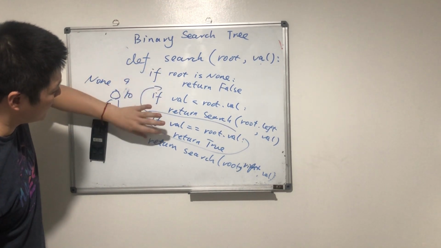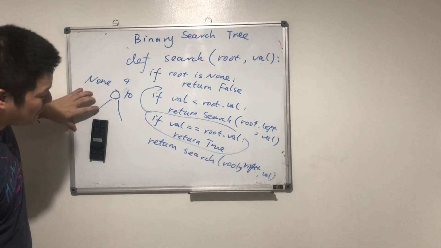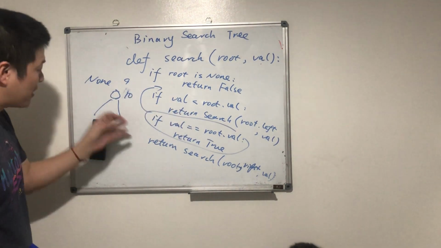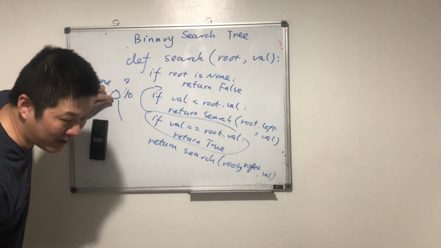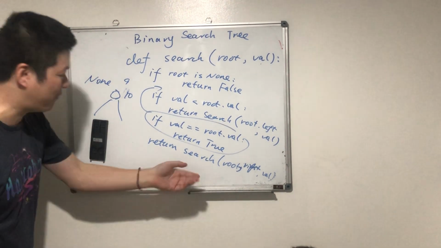It doesn't matter the sequence. If it's smaller, we search the left tree. If it's bigger, we search the right tree. Otherwise, it should be equal, right? Then if it's equal, we found it. Return true.